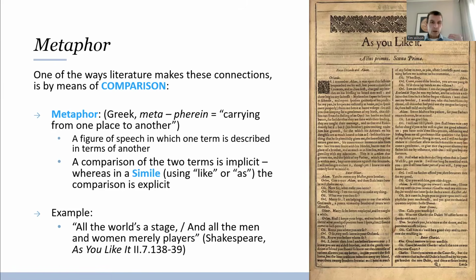A famous example of a metaphor is from Shakespeare's As You Like It, where Jaques says, all the world's a stage, and all the men and women are merely players. He doesn't say all the world is like a stage. He says it is a stage. And so our lives are as ephemeral, as unreal, as much of a fabrication as a stage play. There are a lot of implications to that metaphor because it makes us think about life in a new way. And that's what metaphors do.